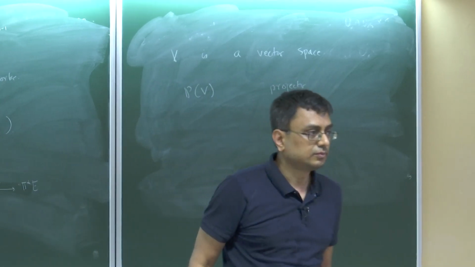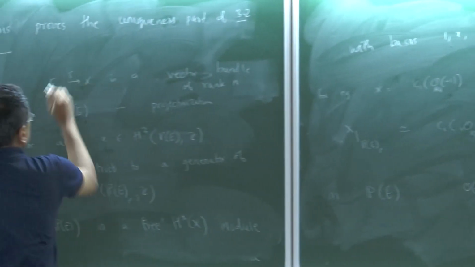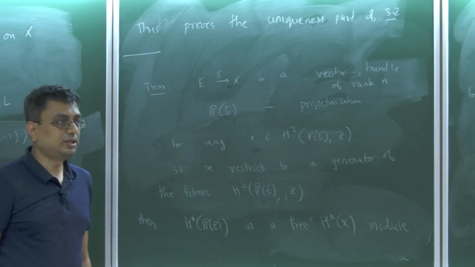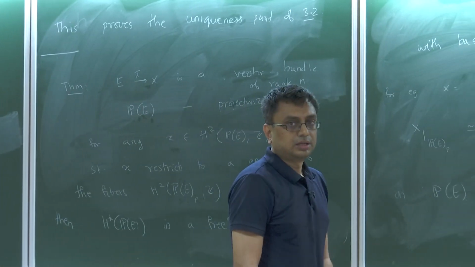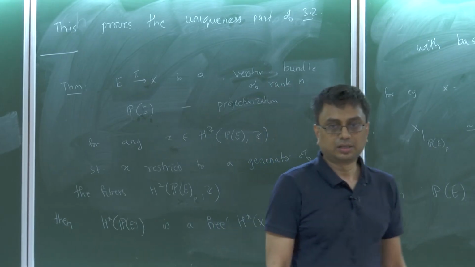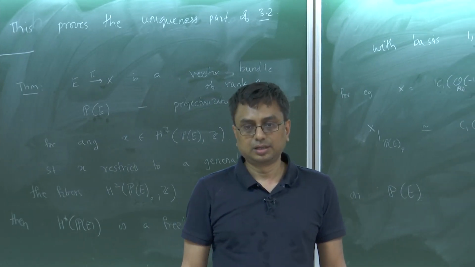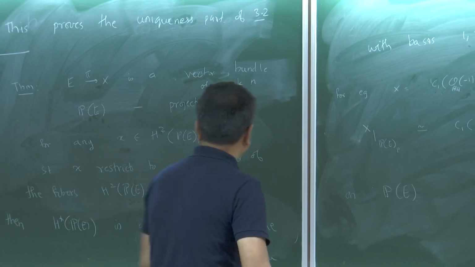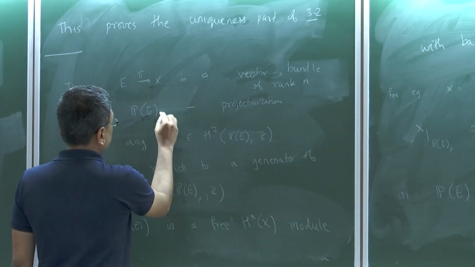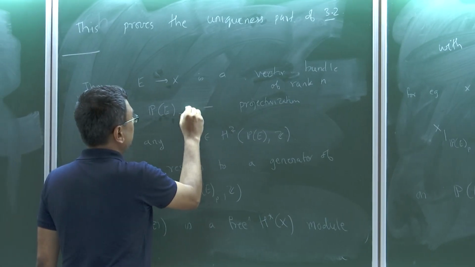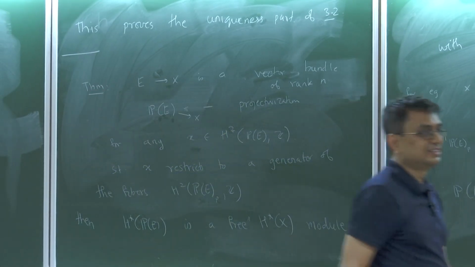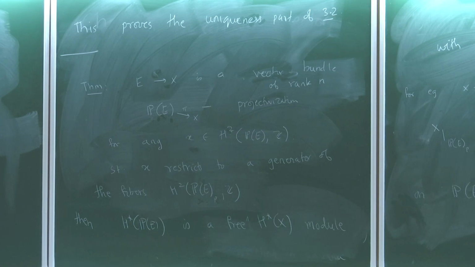Pi is the map from E to X, yes. Pi is also the map from P(E) to X. This I'm not giving a name. This is the name pi. Yes. Then is it clear?